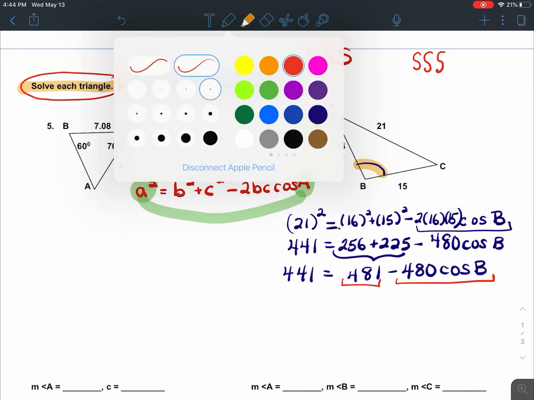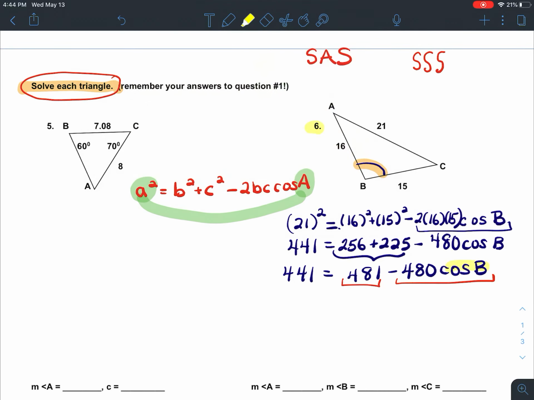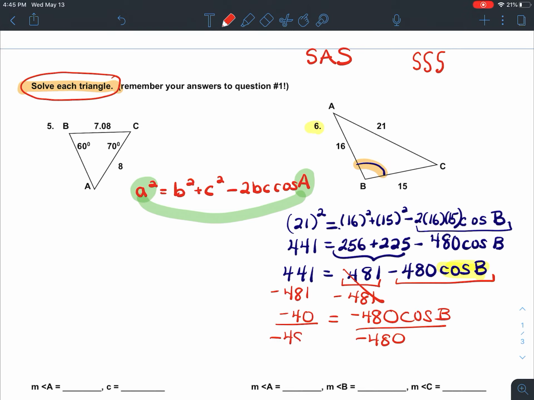So what you're after here is trying to get this cosine B by itself. So I'm going to subtract 481 from the right side. That's going to give us negative 40 on the left. Then to get the cosine B by itself, we're dividing by negative 480. Do not write down decimals, please. Switch that back into a fraction. It switches into the fraction 1/12.